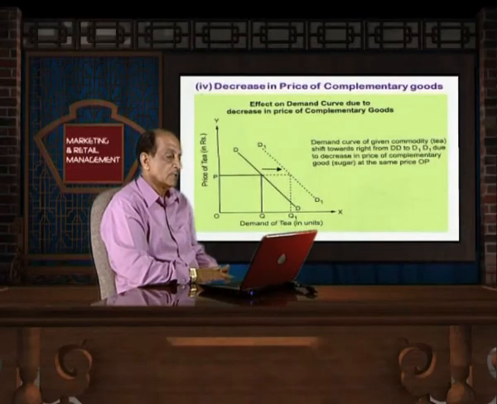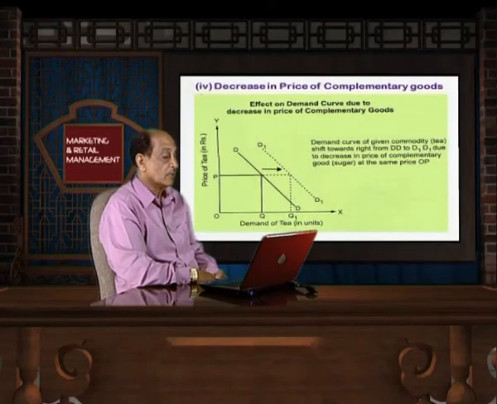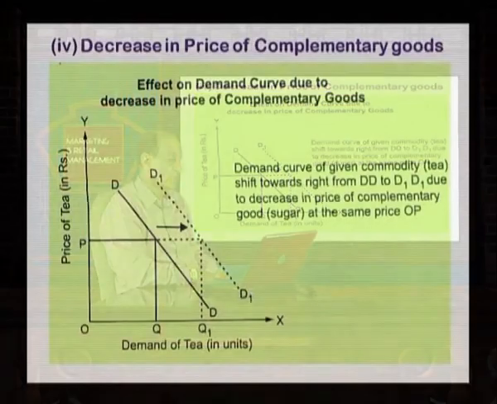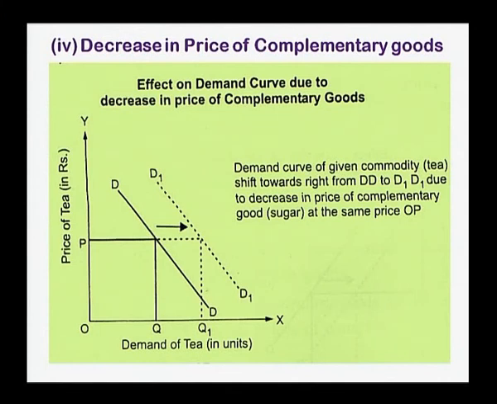Then what happens if there is a decrease in the price of complementary goods? Again we have taken the example of tea. The price is OP. Initially we have the demand OQ. Now, price remains the same, demand has gone up to OQ1 and we have a separate demand curve, that is D1 D1. Now, this increase might have taken place on account of a decrease in the price of sugar. In this case, there must be an increase in the consumption of tea, therefore, the demand for tea has gone up from OQ to OQ1.